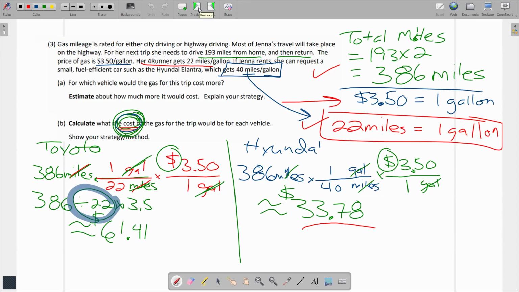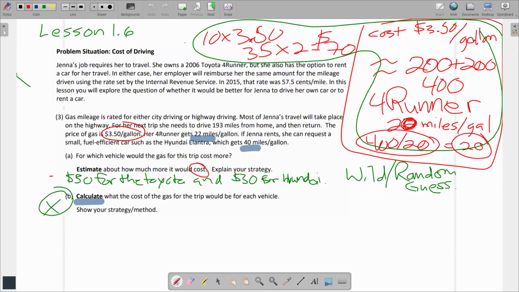Yeah, that's what we didn't take into account. The boss is going to reimburse. So I asked you to read the first paragraph, but I didn't read it out loud. Going back here, she's going to get reimbursed at 57.5 cents per mile. That was the IRS reimbursement rate a few years ago. They'll still make more money on the rental.